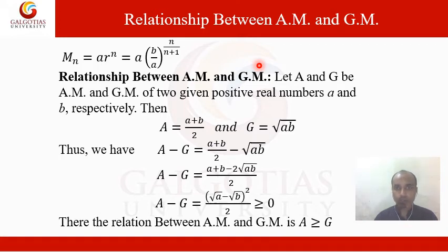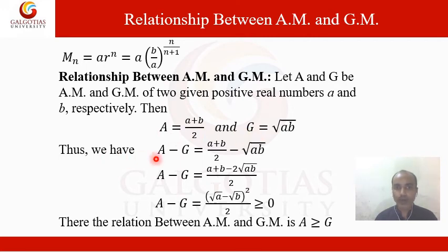Now, the last topic of today's lecture is the relationship between AM and GM. So, we will discuss AM and GM. For this, let capital A and capital G be the arithmetic mean and geometric mean of two given positive real numbers a and b. As we know about the arithmetic mean from the previous lecture, A equal to (a plus b) by 2 and G equal to square root of ab. Now we need to establish a relationship between A and G.